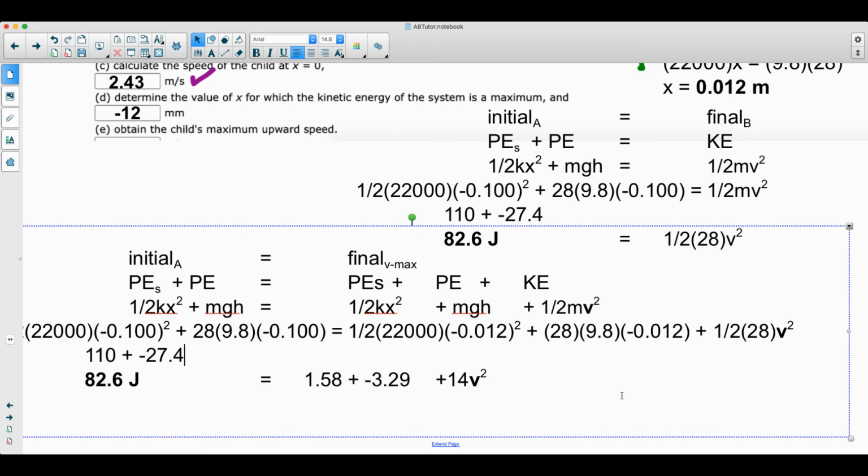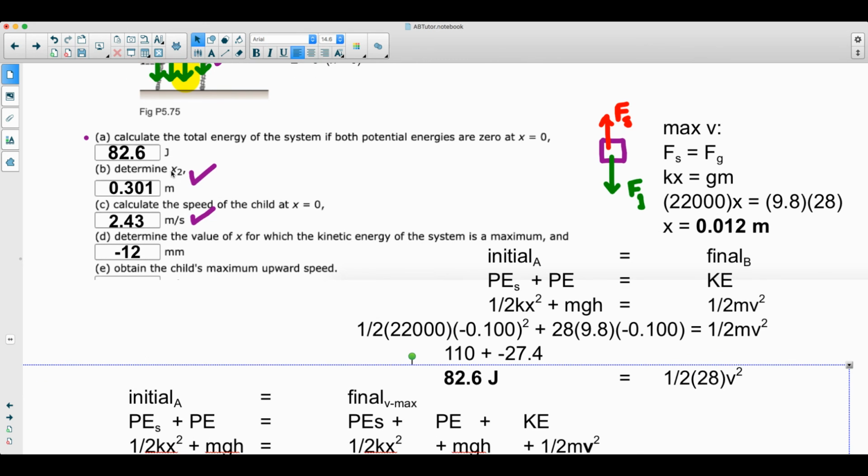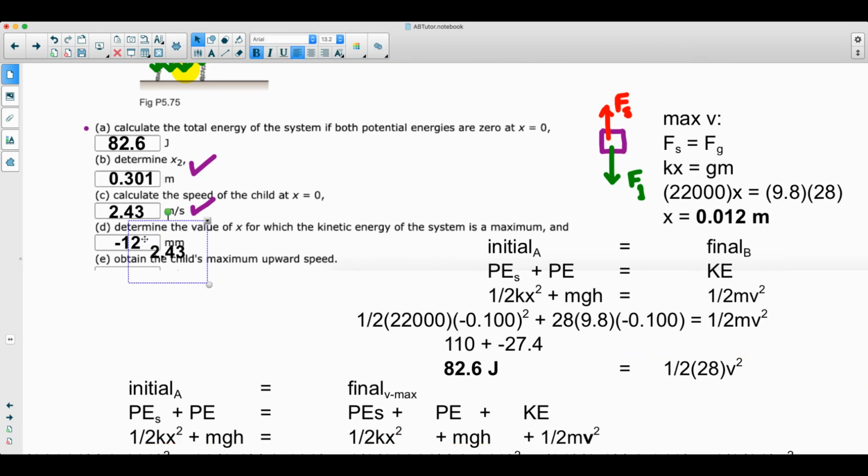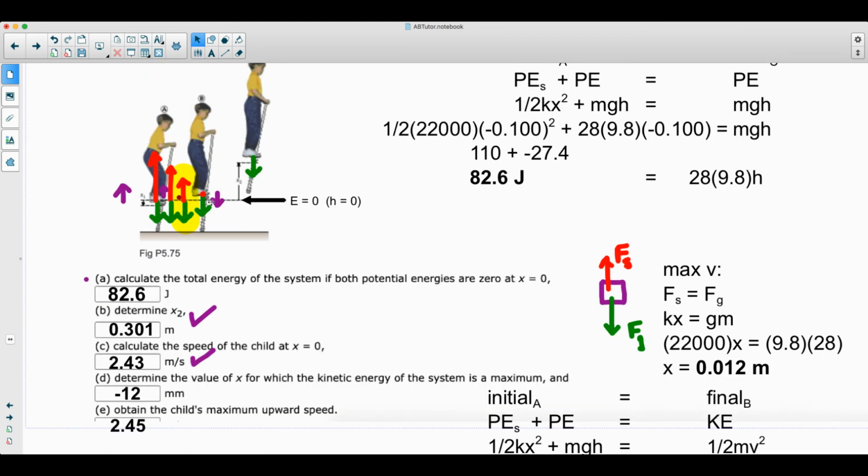82.6, subtract 1.58, and add 3.29. We're going to divide by 14. We're going to square root, and we're going to get 2.45. All right, a little bit faster. So if you weren't careful with sig figs, that would probably be the same as part C. But anyway, that's what it is. So the pogo stick problem, beware. Most importantly, in the beginning here, it does have height below 0.